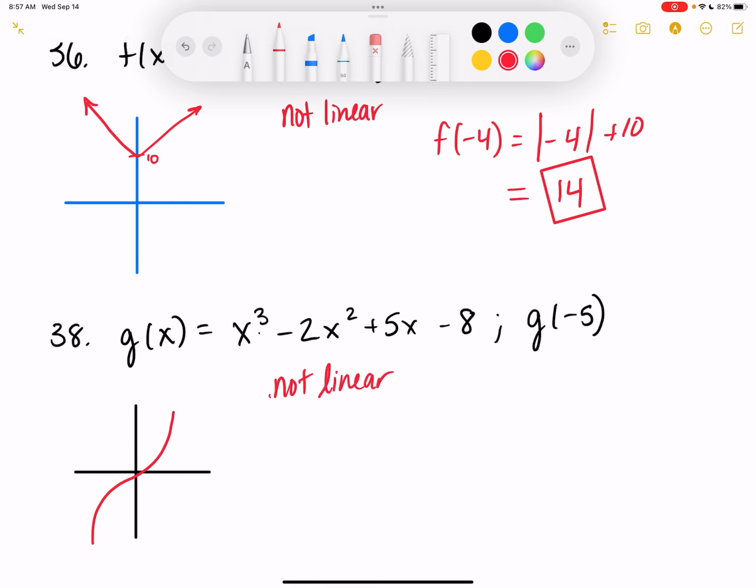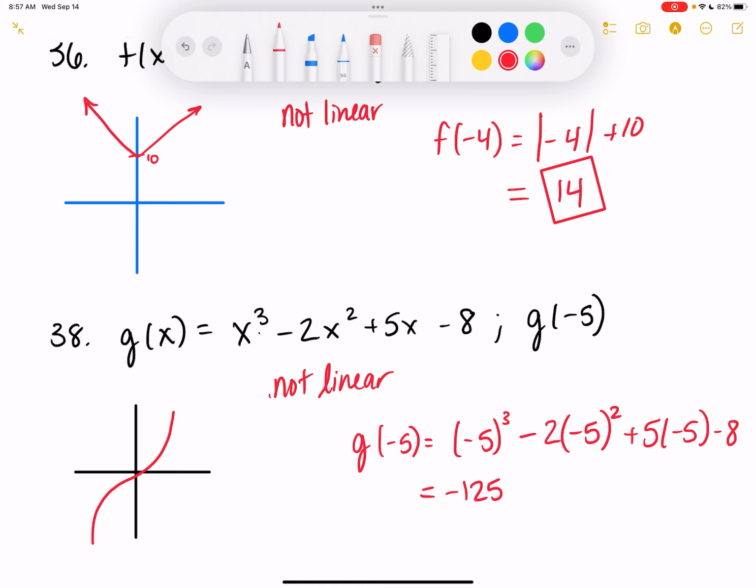Then we just plug in -5 for x. So g of -5 is equal to -5 cubed. Make sure you put parentheses around the number, especially when it's negative, so that you don't get confused about what's happening when you go to do the math. So -5 cubed is what? -125.